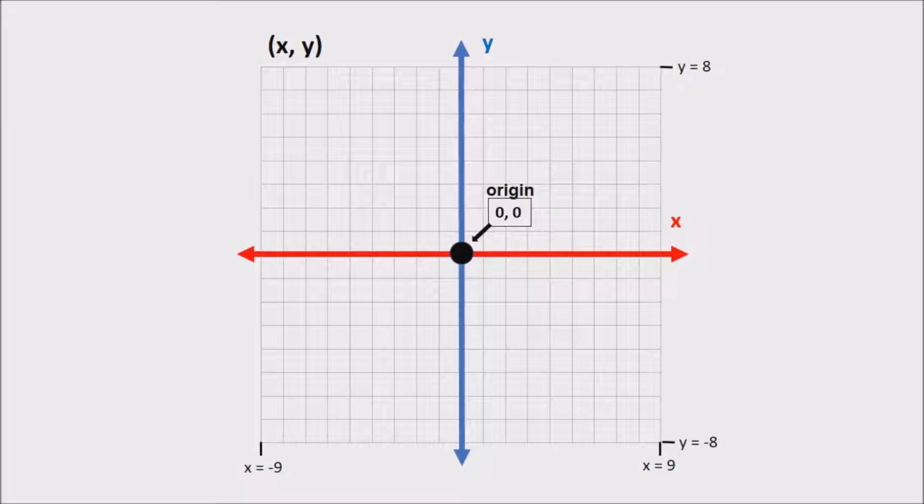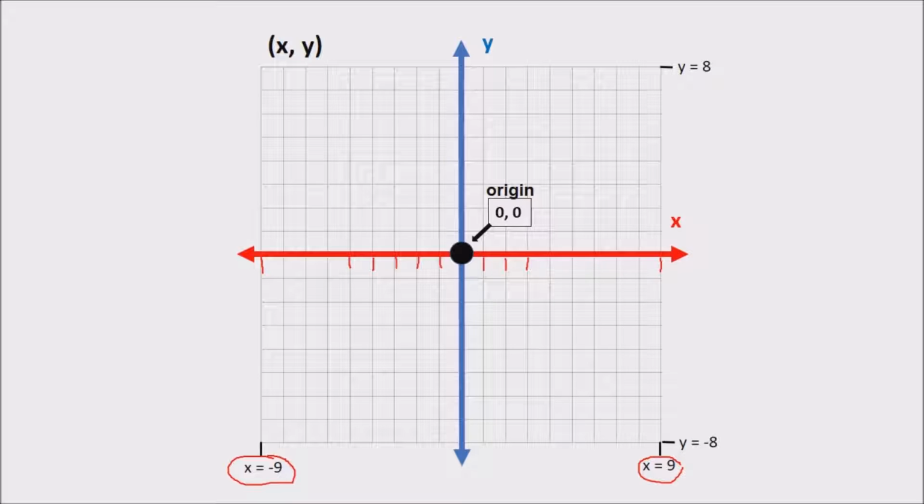Now if you head to the right on the x-axis, you go x equals 1, x equals 2, x equals 3, and so on. These are the positive numbers. And it goes up to x equals 9 here. And if you kept going off the graph, it goes to infinity. It will keep going. Now, if you go to the left, you're going into the negative numbers: -1, -2, -3, -4, -5, all the way out, -9 over here.